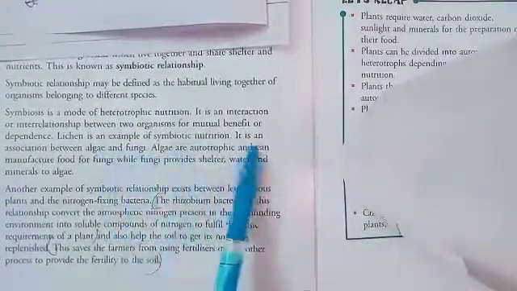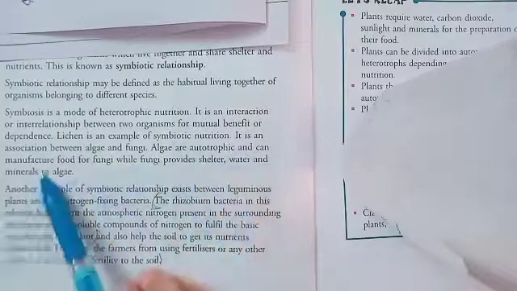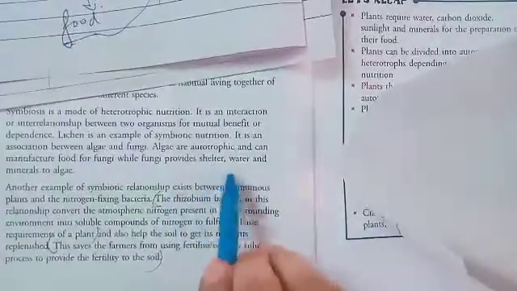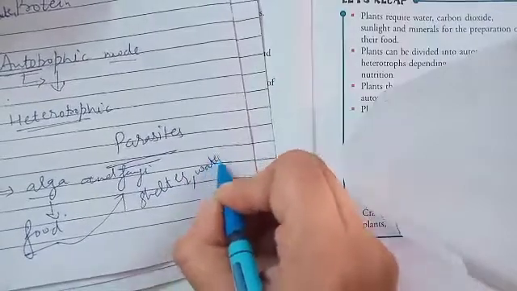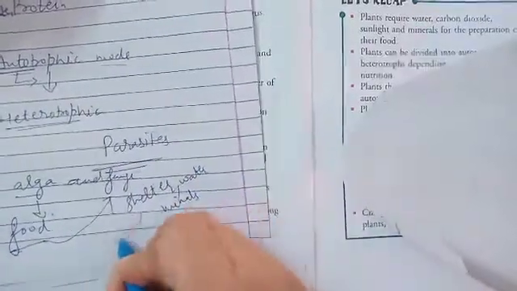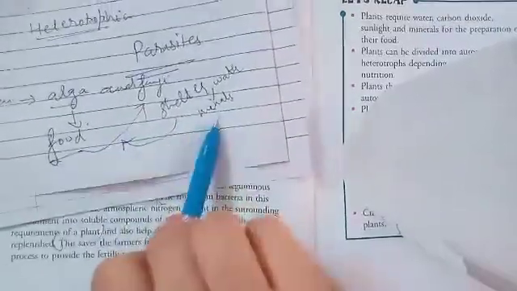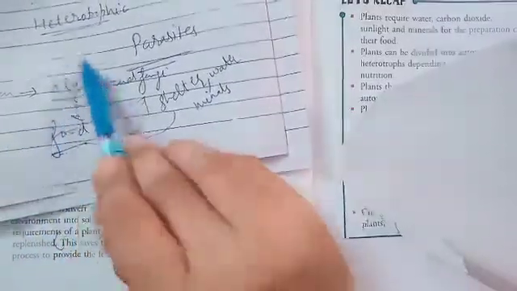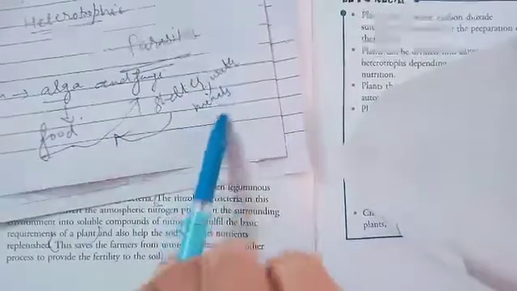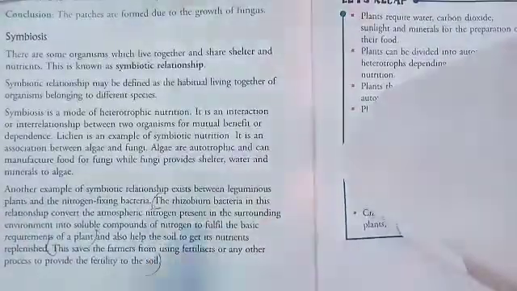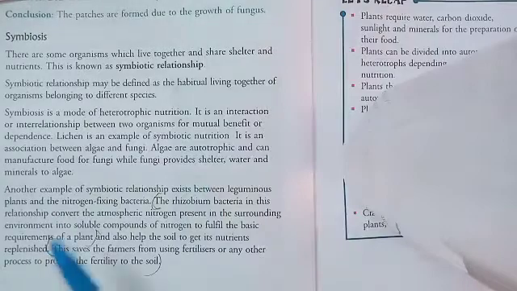See, alga is autotrophic. It can manufacture food for the fungi. It is preparing the food and giving that food to the fungi. Fungi provides shelter, water and minerals to the alga. Means for their mutual benefit, they are living together. Alga provides the food to the fungi, and fungi gives shelter, water and minerals to the alga. This relationship is called a symbiotic relationship.